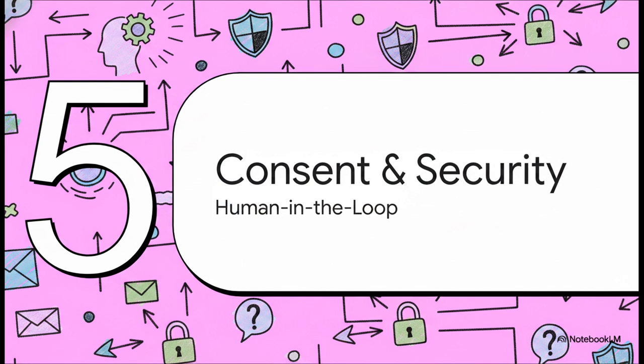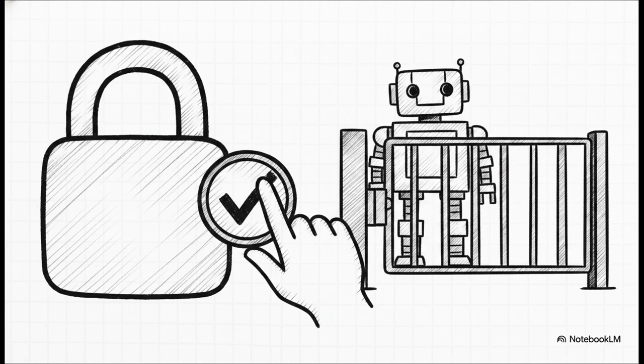Next up, Section 5. User consent and security, human in the loop. Obviously, with AI acting directly inside our authenticated browser sessions, security is a huge deal. WebMCP is built fundamentally around explicit human-in-the-loop consent. Because it operates on the browser's origin-based security model, an AI agent cannot silently add items to your cart or submit forms in the background.